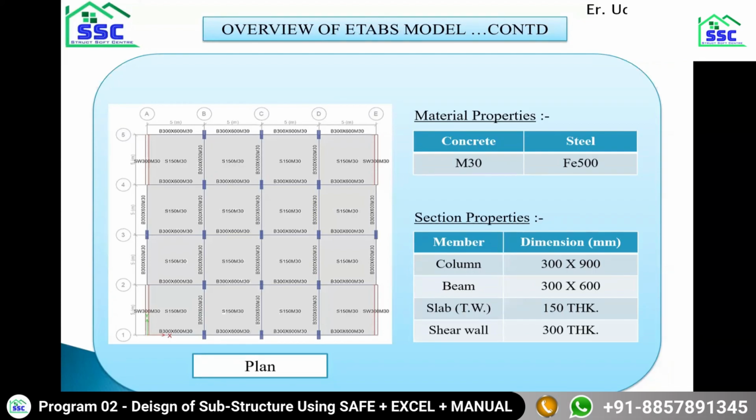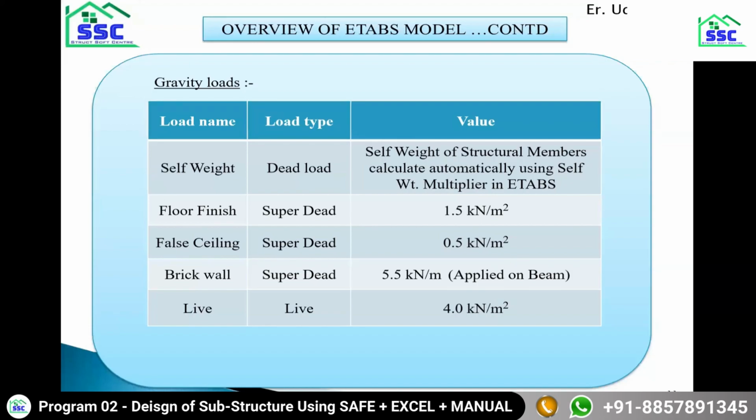Again, all beams are of the same size. Slabs are also of the same size, 150 thick slab of M30 grade. Shear walls are 300 thick, and they are basically spanning from one grid to another. That is why the length of the shear wall is 5 meter. All the shear walls are 300 thick and 5 meter in length. So this is the brief about the material properties and section properties that we have used in the model. All of you can also replicate this model very easily. That is why we kept it simple.